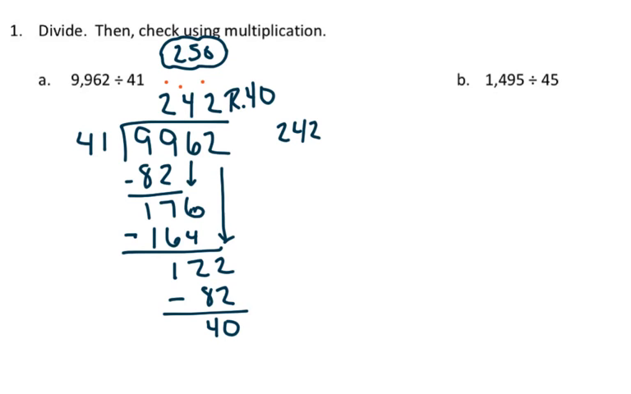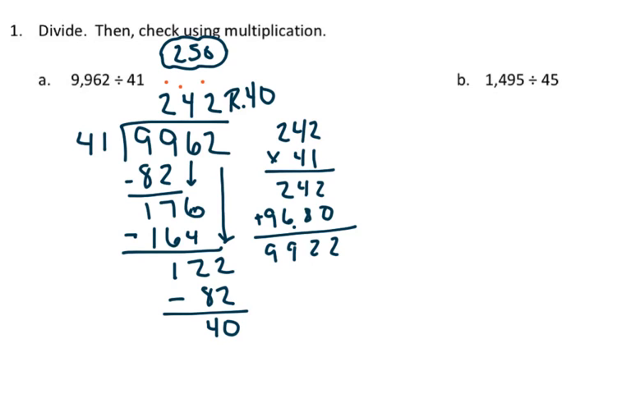242 times 41. And the product is 9,922. And then I'm going to add 40 to that, because 40 was my remainder. And I do end up with 9,962, so that checks out because that answer matches my dividend there.